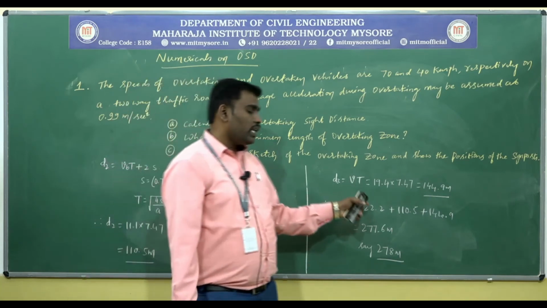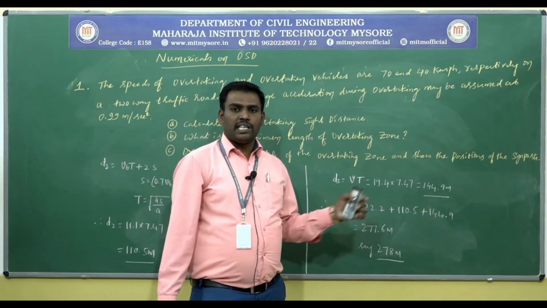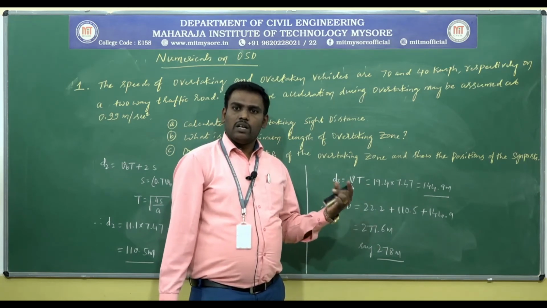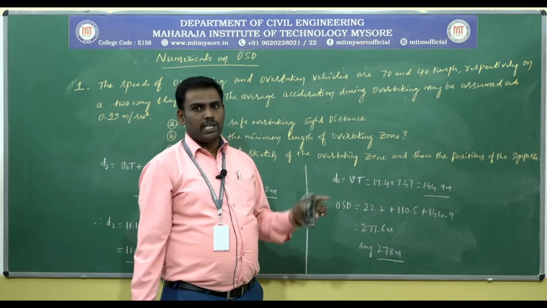Suppose they ask you to find the overtaking sight distance for one way traffic on a two lane road, then it is only the sum of D1 and D2. You need not consider D3 here when they ask for overtaking sight distance for one way traffic. Only D1 plus D2.